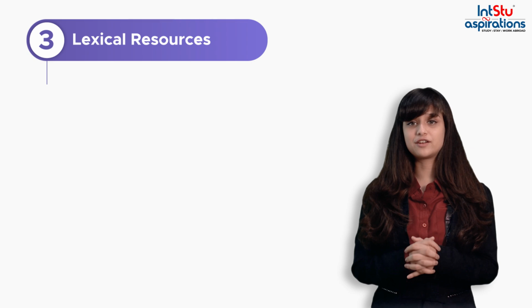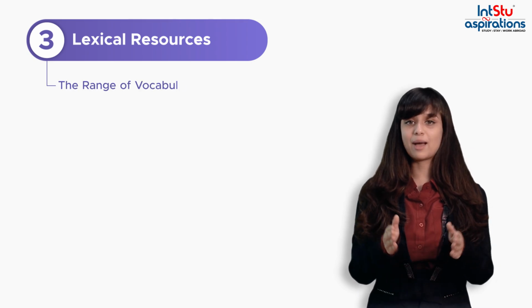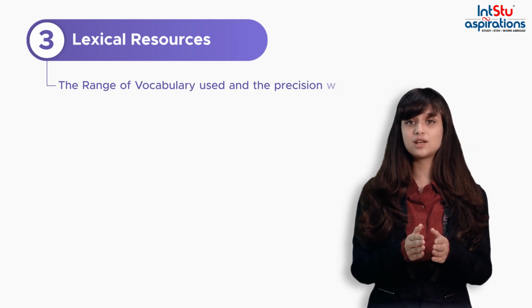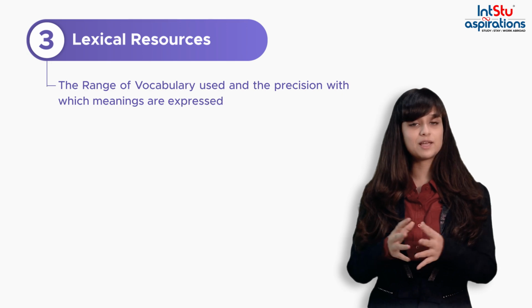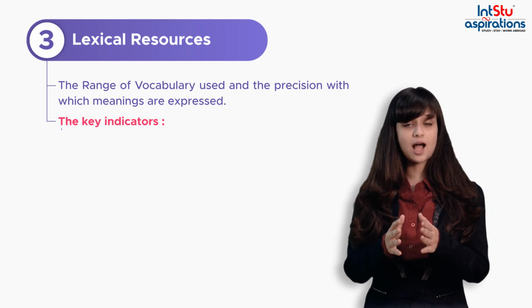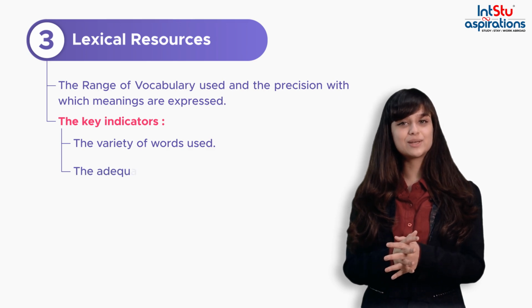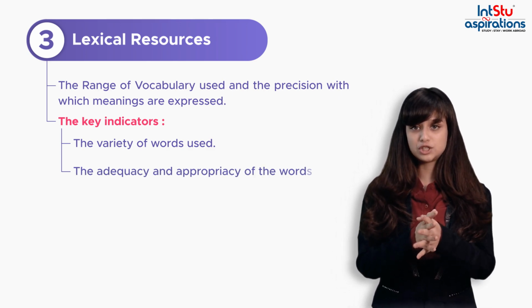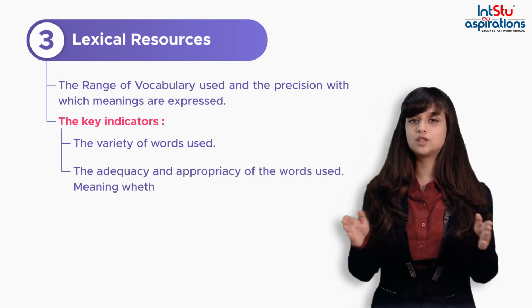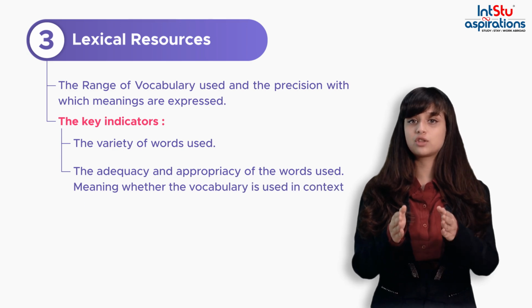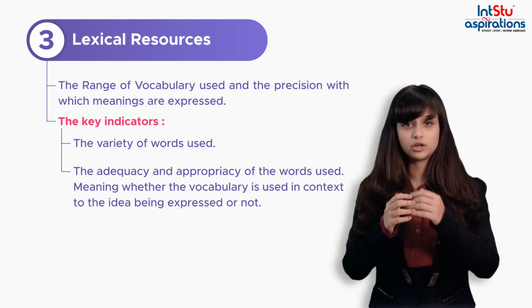Lexical resource refers to the range of vocabulary used and the precision with which meanings are expressed. The key indicators are the variety of words used and the adequacy and appropriacy of the words used, meaning whether the vocabulary is used in context to the idea being expressed or not.